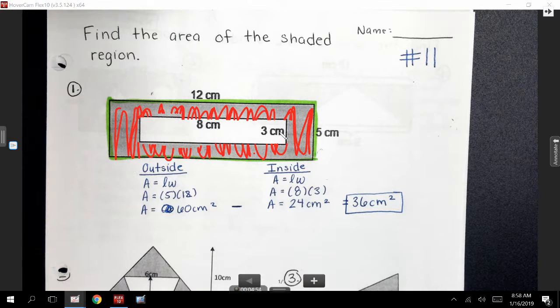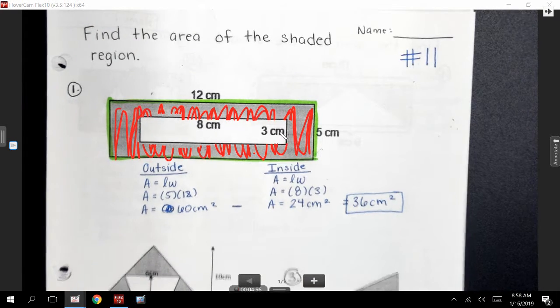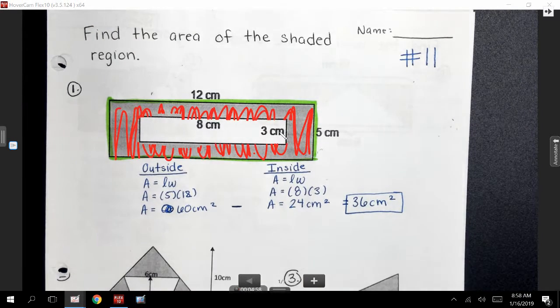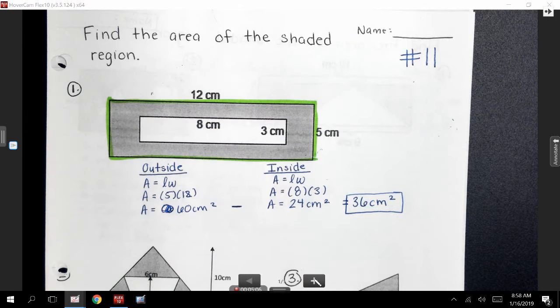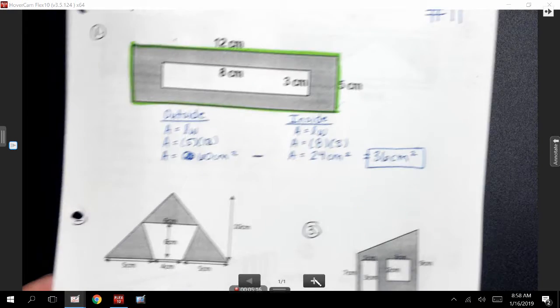All I'm doing is finding the separate ones and subtracting them. So this is a lot easier than those composite figures, isn't it? Do I have to pick my shapes at all? No, they're given to me. I don't have to pick my shapes. They're already there. Did I have to find any measurements? No. All right. Let's look at number 2.